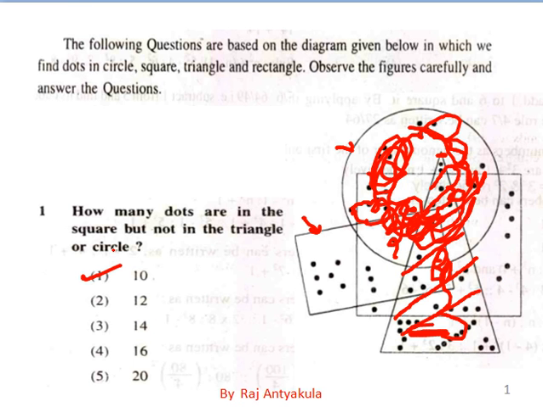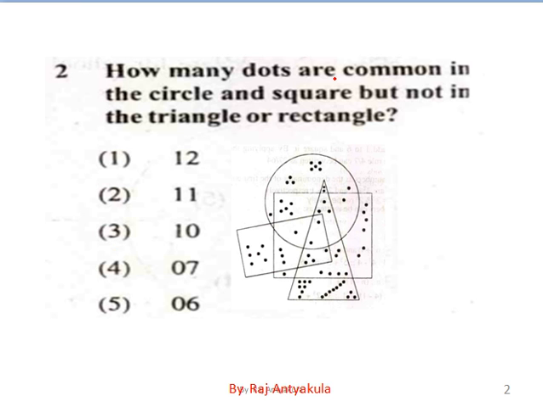Okay. Now let us see. How many dots are common in the circle and square? He is asking common in circle and square but not triangle or rectangle. Now first of all, I have to strike the rectangle. It's clear? And it shouldn't be in the triangle also. I have to strike the triangle. Now, what is the question asking? It has to be common in both circle and square. The circle and square common part is how much? 5. 1, 2, 3, 4, 5, and here it is 1. So 5 plus 1, 6. Okay, so the answer is option 5.